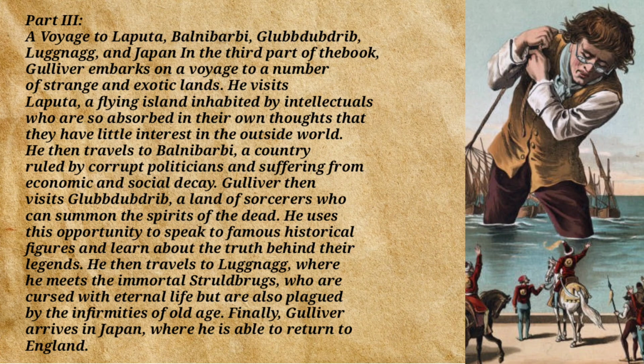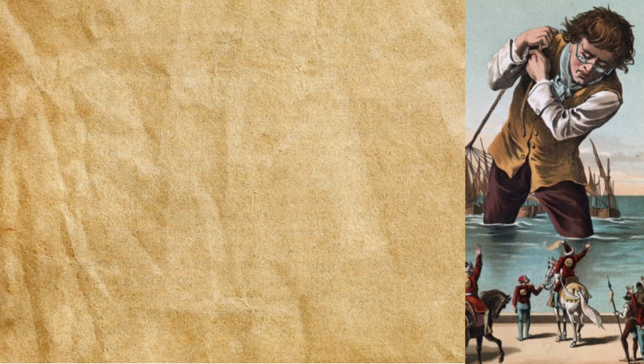He then travels to Luggnagg, where he meets the immortal Struldbrugs, who are cursed with eternal life but are also plagued by the infirmities of old age. Finally, Gulliver arrives in Japan, where he is able to return to England.